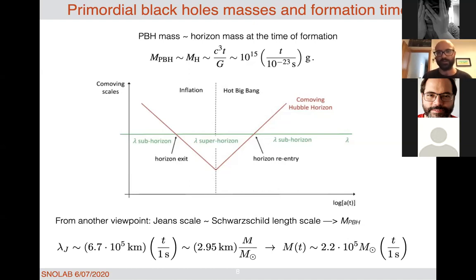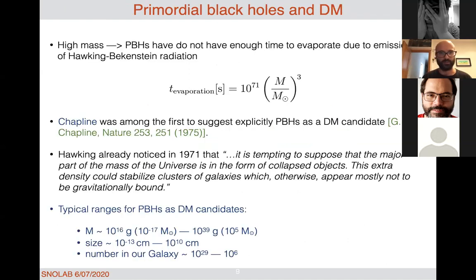And you can see that, depending on the formation time, up to around 1 second after the Big Bang, you can have a wide range of masses, all the way up to 10 to the 4, 10 to the 5 solar masses, but starting from very low masses. So in principle, you can form primordial black holes in the early universe in a very wide range of masses.